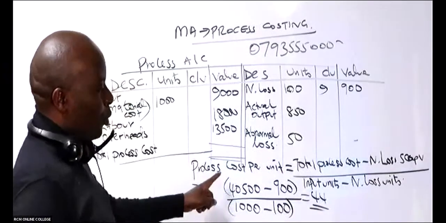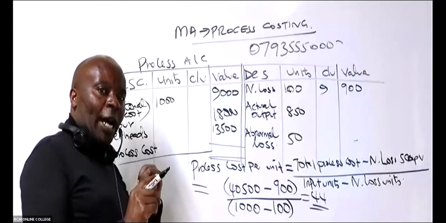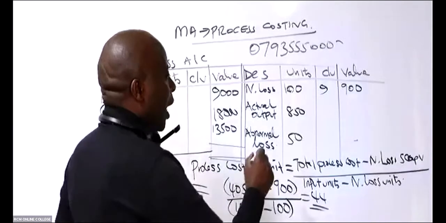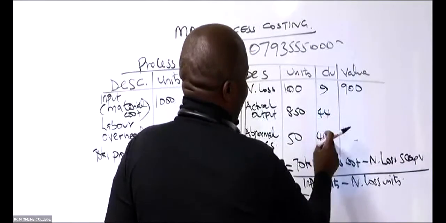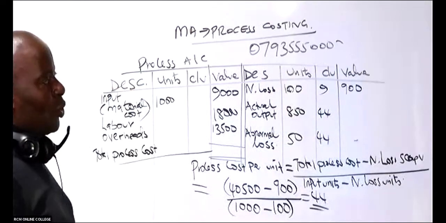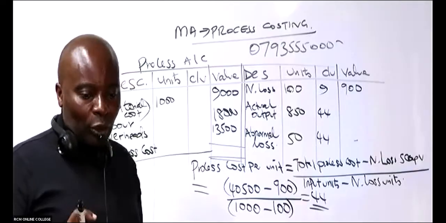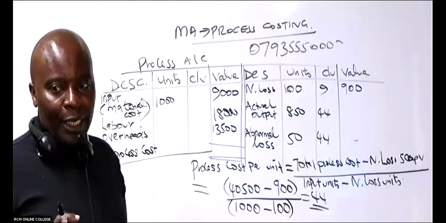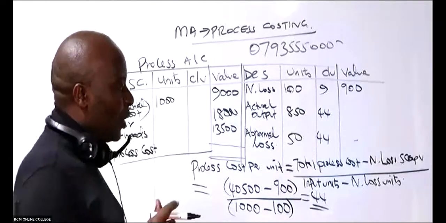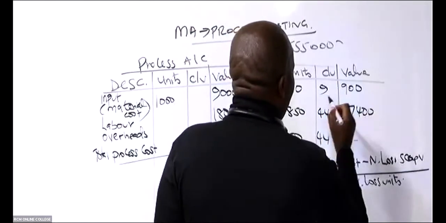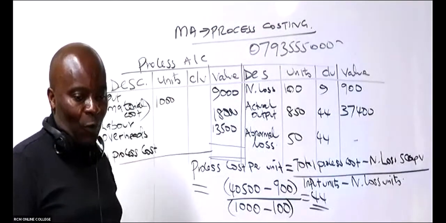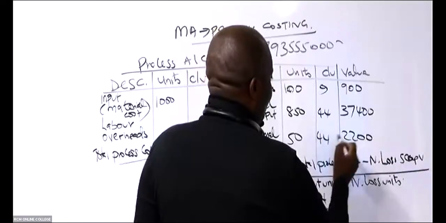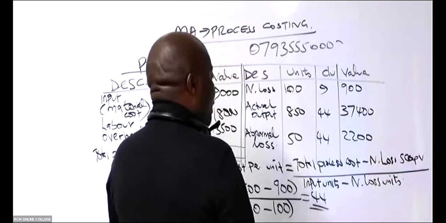So remember, 44 is the process cost per unit, applicable for actual output, abnormal loss, and what we shall be calling abnormal gain. So you put 44 here, and then you do your multiplications and give me the totals. What will be the total value of actual output? 850 times 44 is 37,400, and then 50 times 44, because remember this is per unit, gives me 2,200.